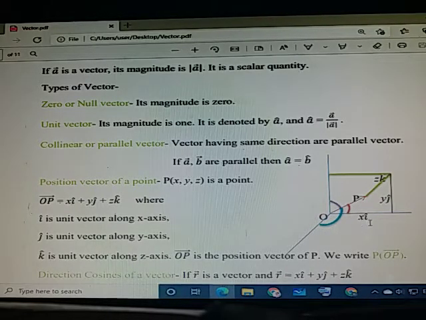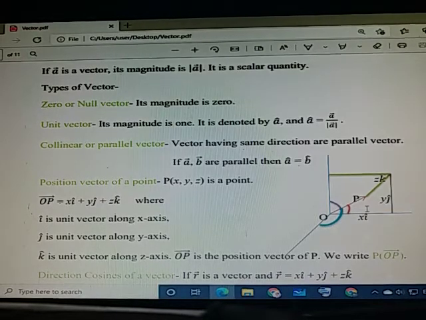So you go along the x axis in the direction of the unit vector i, along the y axis in the direction j, and along the z axis in the direction k. These are three mutually perpendicular directions, coinciding with the axes. So along the x axis it goes x units of i, along the y axis y units of j, and along the z axis z units of k. So this is OP, the position vector.